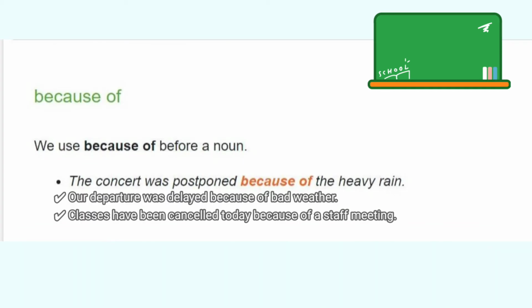Because of. We use because of before a noun. For example, the concert was postponed because of the heavy rain. Our departure was delayed because of bad weather. Classes have been cancelled today because of a staff meeting.